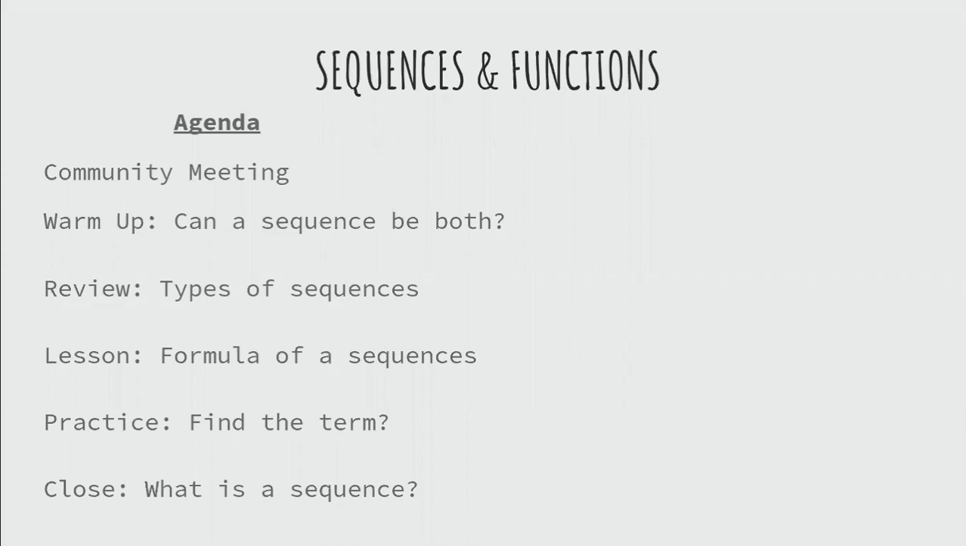We're going to do a warm up. We're going to review the types of sequences, and then we're going to talk about how to find terms in a sequence that may be further down the line, maybe the 15th term or the 22nd term. And there's a formula that we can use to do that. And then we're going to do a little practice with the formulas, and then we're going to close. So that's the plan, and we'll see how far we get.